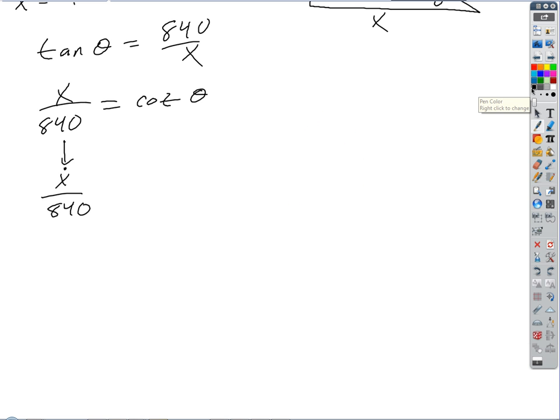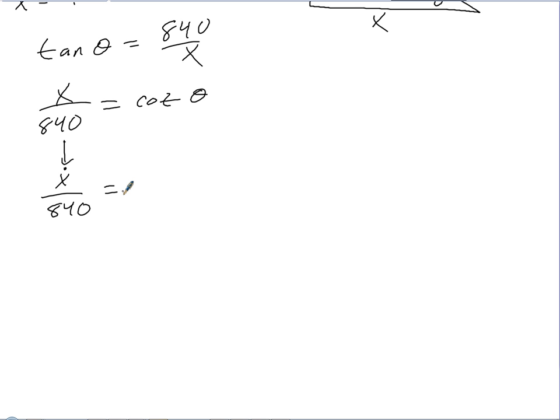Okay, so what about the other side then? We're going to differentiate cotangent theta with respect to t. So what do we get? Cosecant squared theta times theta dot. I never get how to do that. How do you do that?